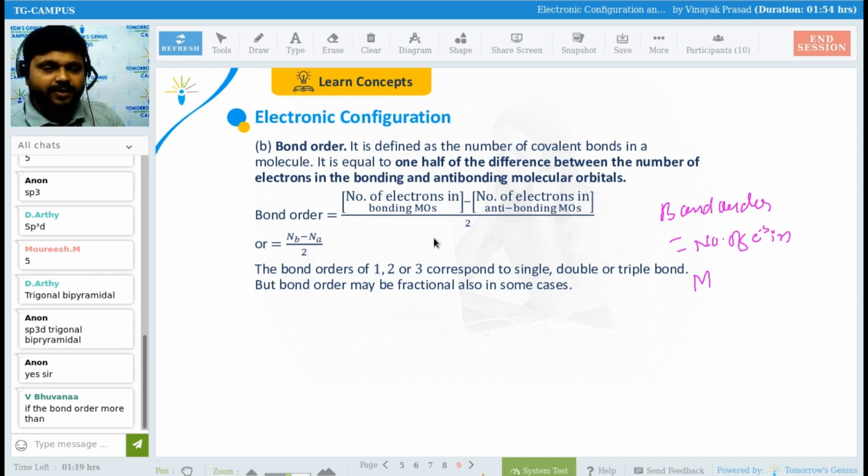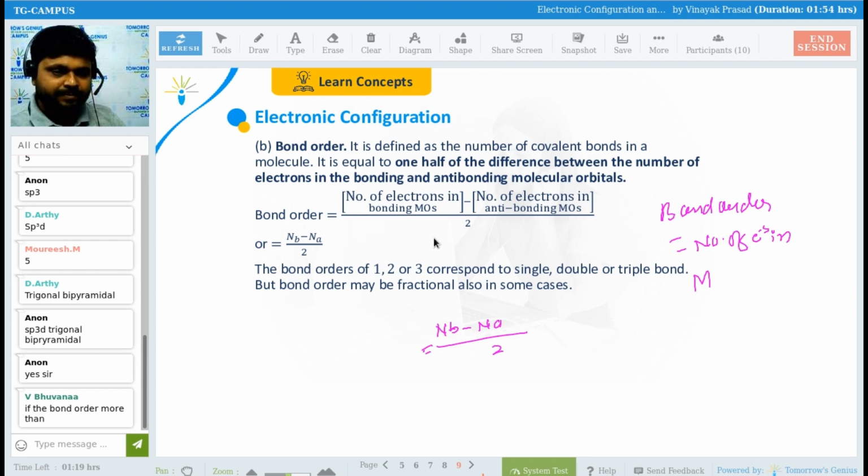So the number of electrons in bonding molecular orbitals, minus the number of electrons in anti-bonding molecular orbitals. So that is NB minus Na upon 2. NB minus Na upon 2. If this is the condition, we can find the bond order. Getting my point, everyone? Is it fine for you, everyone? Is it fine or not?